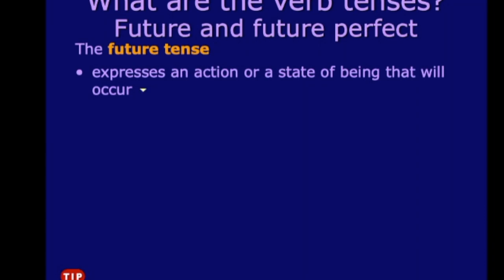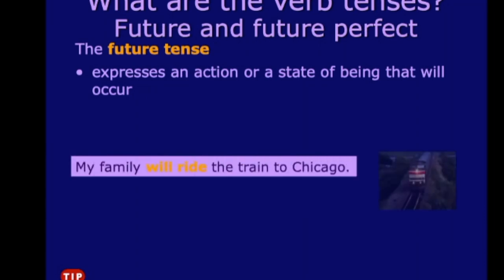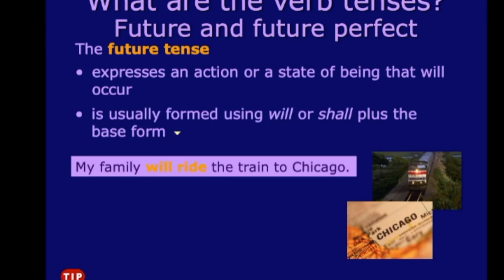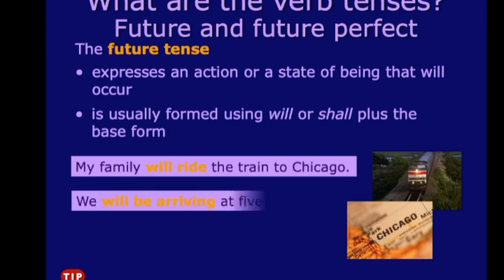The future tense expresses an action or a state of being that will occur. My family will ride the train to Chicago. Future tense is usually formed using will or shall plus the base form. Example, we will be arriving at 5 o'clock.